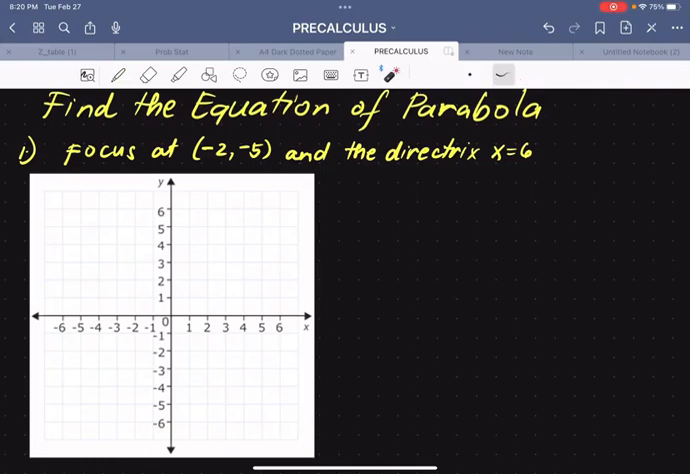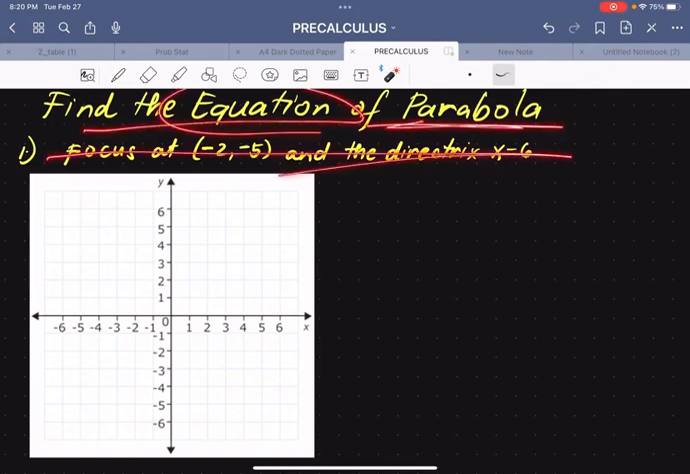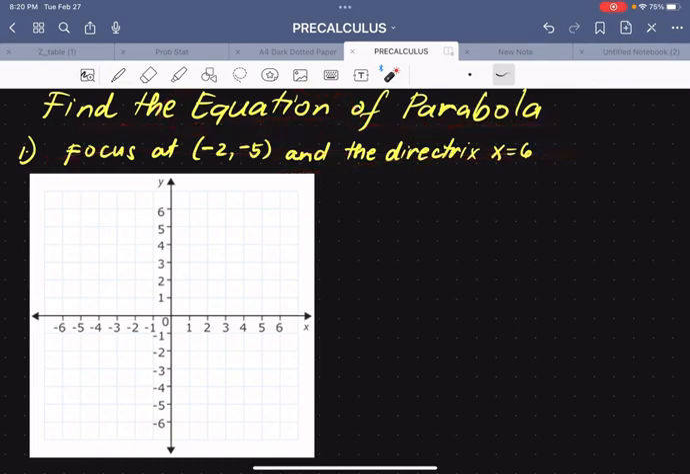Hi everyone! Sa video ito, talakayin natin kung paano hanapin yung equation ng parabola given some conditions. Okay, so before we proceed, let's review the formulas.